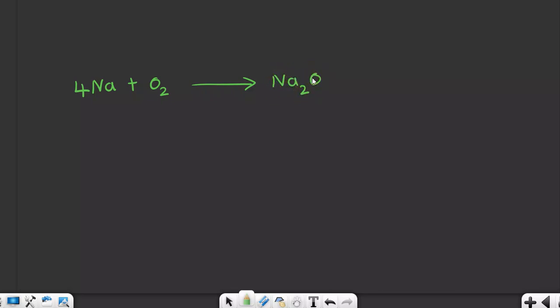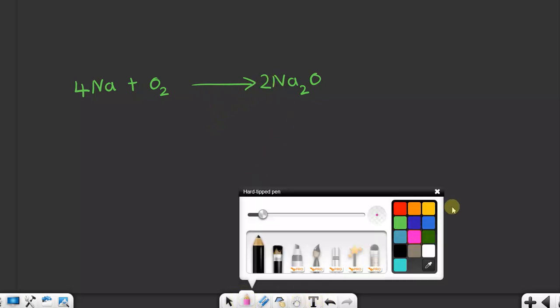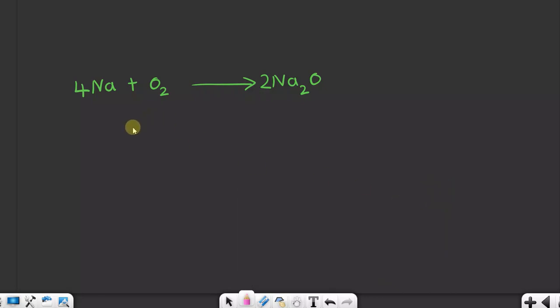Such simple questions are asked in exams. We just have to say which one is oxidized and which one is reduced. In case of sodium, oxygen was not there, but now oxygen is added to it, so it is being oxidized. We can say sodium is oxidized here.